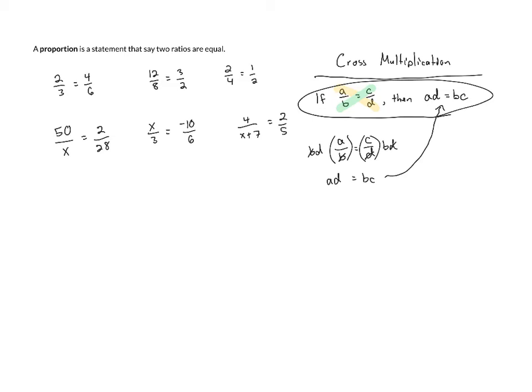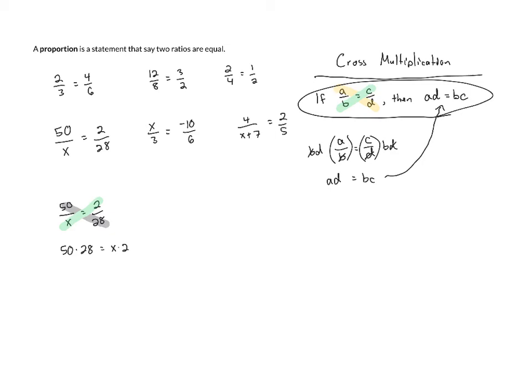Let's look at these three examples, and then if you need more practice, you can look at the examples in the linked videos below. So let's take a look at the first one. 50 over x equals 2 over 28. Let's use cross multiplication here. If we do that, that's going to give us 50 times 28 equals x times 2. So we've got 50 times 28 equals x times 2. And then we can solve.